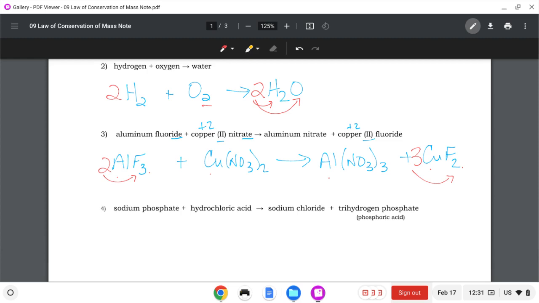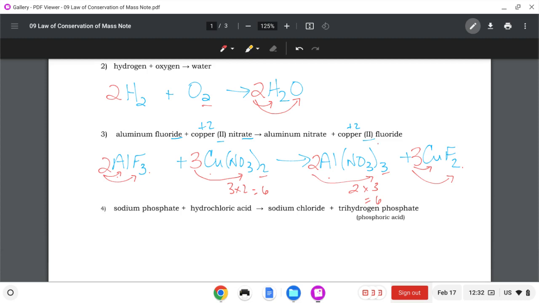But I've now adjusted the number of coppers that I have. So I'm going to go to copper on the other side and adjust there and put a 3 in front. And then I'm going to adjust the number of aluminums. Now I have 2, so I'm going to put a 2 in front. Then let's check what's happening with these nitrates. I have 3 times 2 nitrates for a total of 6, and over here I've got 2 times 3 nitrates for a total of 6. So everything is balanced this way.